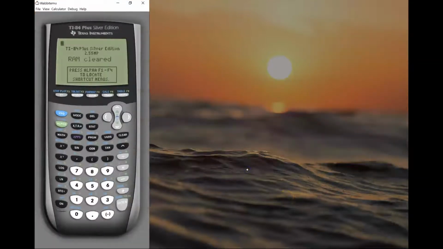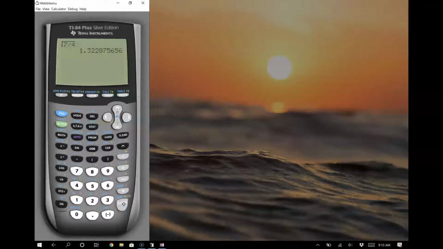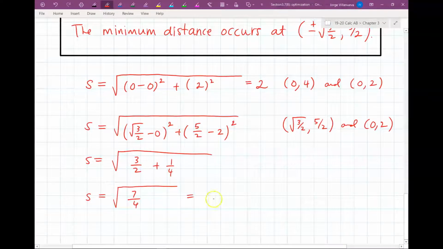All right, so square root of 7 over 4, 1.323. So 1.323. Now, if you use the negative x value, it's going to be the same distance. You guys get that, right? It's symmetric. So which one has the shorter distance? Right? So that's how I know.